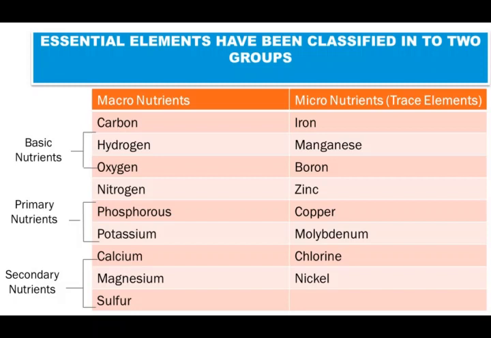Dear students, calcium, magnesium, and sulfur are also known as secondary nutrients. They are secondary in the sense that they are needed after plants have attained some growth. And these are the 17 essential elements.